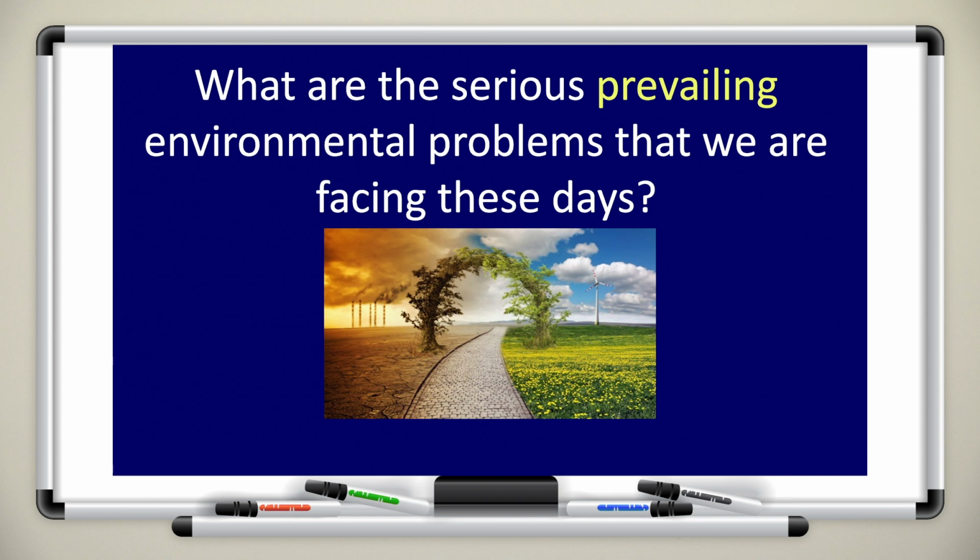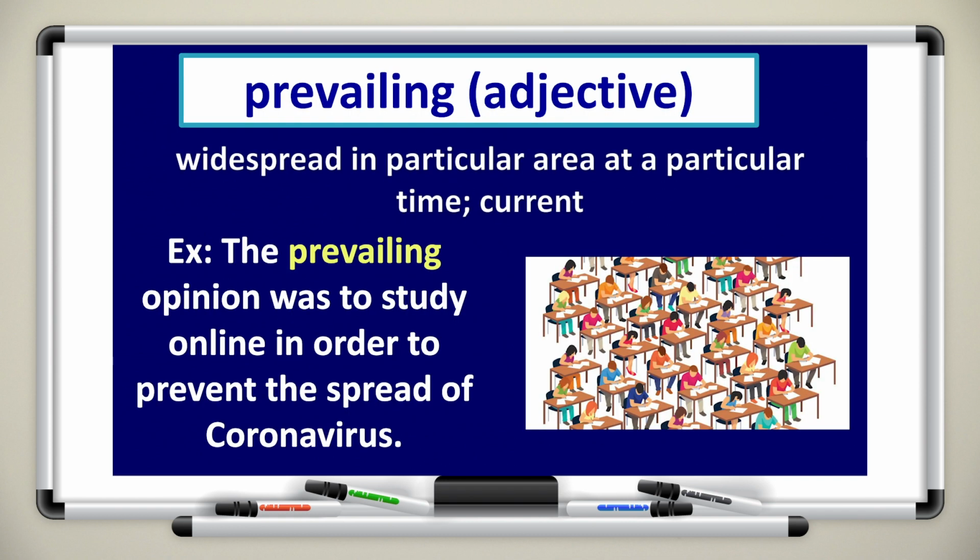Now, what are the serious prevailing environmental problems that we are facing these days? The serious prevailing environmental problems. Prevailing is an adjective to describe something widespread, very spread. Example, the prevailing opinion was to study online in order to prevent the spread of coronavirus.